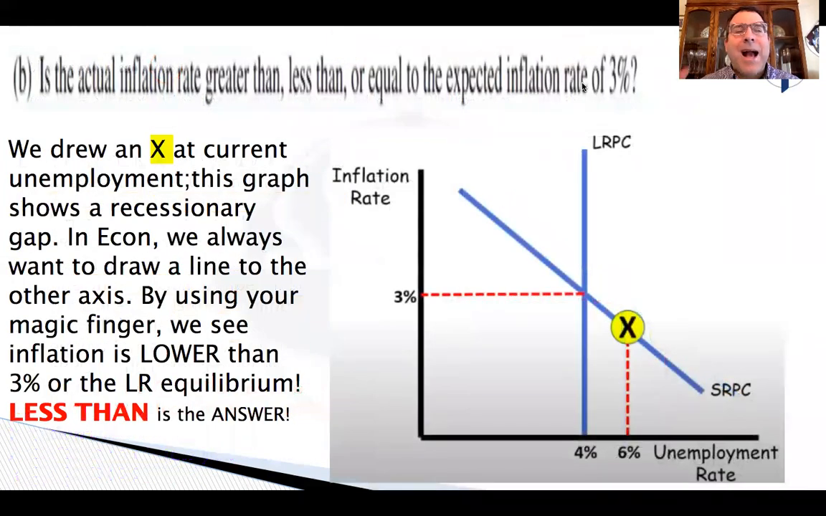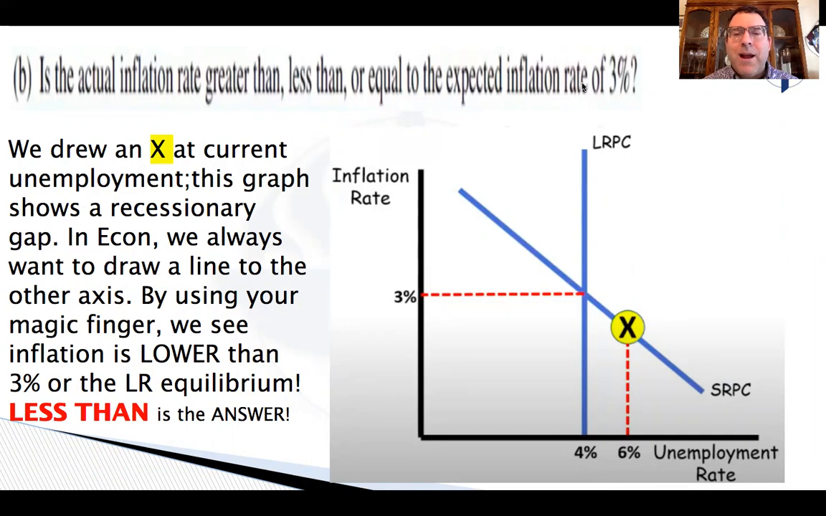Question B: is the actual inflation rate greater than, less than, or equal to the expected inflation rate? The expected inflation rate is the equilibrium in the long run of the economy. We know that we have a 6% unemployment, so that's in the short run. So how do we find the answer? By using our magic finger.